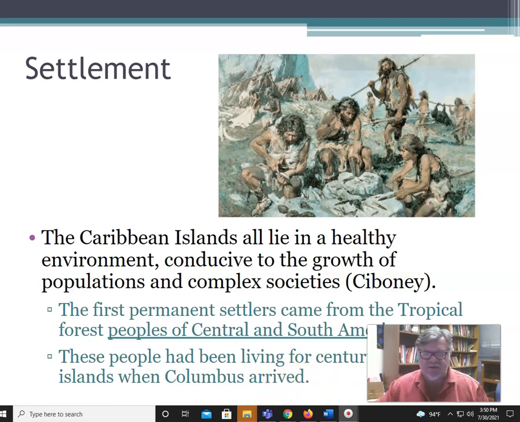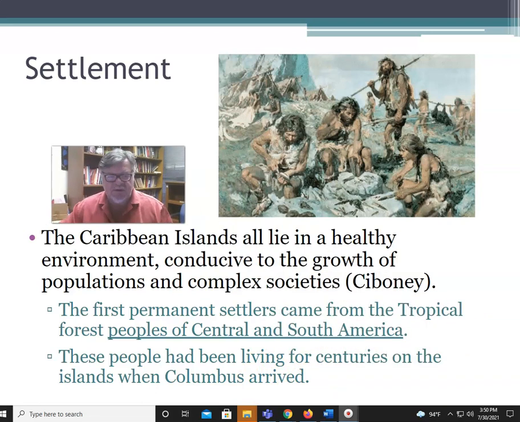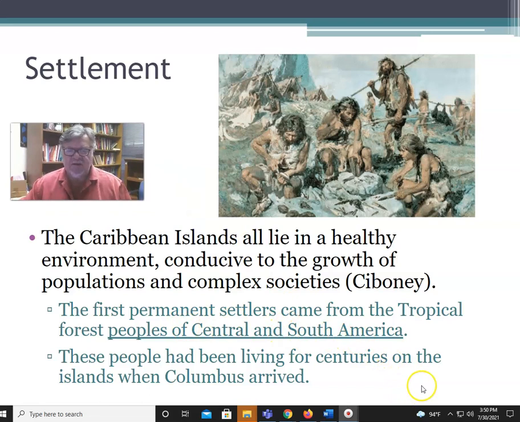The first permanent settlers came from the tropical forest peoples of South and Central America. So the best guess of archaeologists is that the Caribbean islands were populated by people from Venezuela, basically from the mouth of the Orinoco River area. These tropical forest peoples, as they went exploring and left the mainland, traveled by canoe to Grenada and then up through the islands and gradually populated the islands. These were the first permanent settlers.